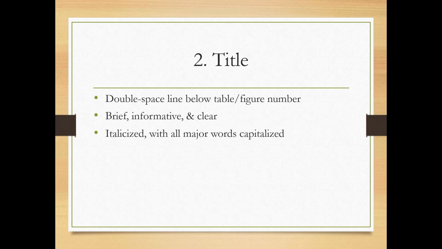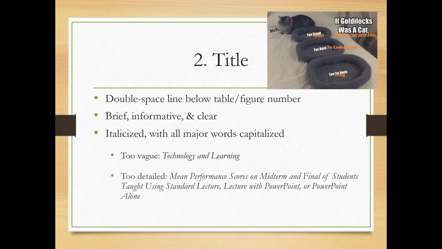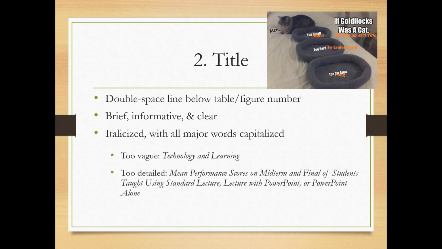A couple of lines below comes the title, and it should be brief, informative, and clear, italicized with all major words capitalized. Considering some examples, this one might be a little too vague. But this one might be way too detailed and too much reading. And so something like this might be just about right.